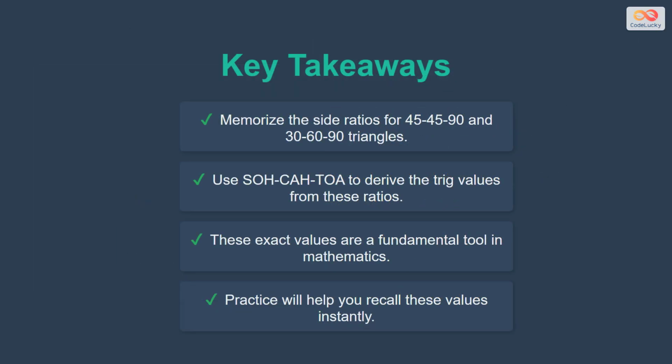To wrap up, remember to memorize the simple side ratios for the 45, 45, 90, and the 30, 60, 90 triangles. With those ratios and the SOH-CAH-TOA rule, you can always derive the exact trig values for 30, 45, and 60 degrees. Mastering these values is a crucial step in your mathematics journey. Keep practicing, and you'll be able to recall them in no time.